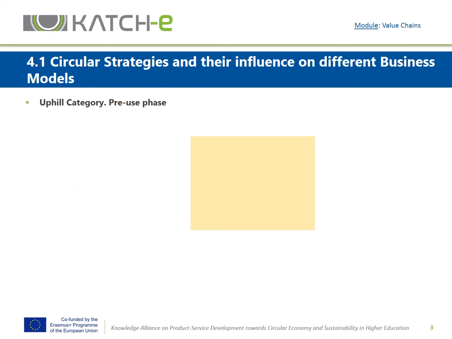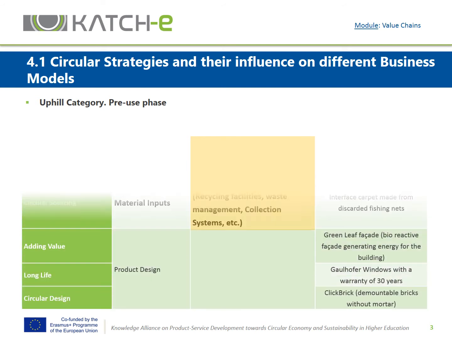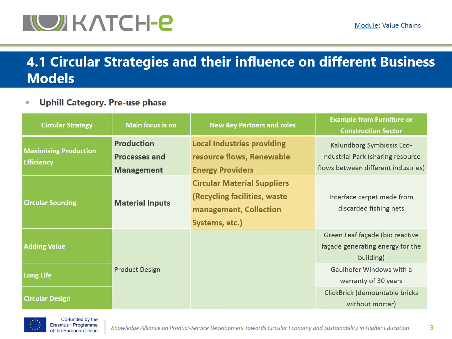In the Business Model module, 3 categories of business strategies are described based on the life cycle phase and the inherent value of the concerned product. The pre-use or uphill phase, the use or tophill phase, and the after-use or downhill phase.